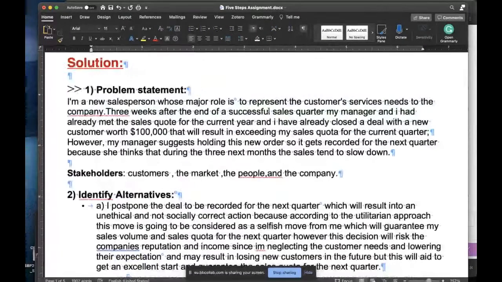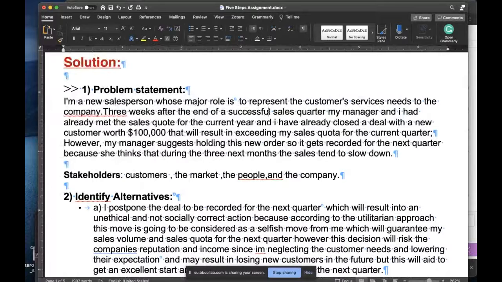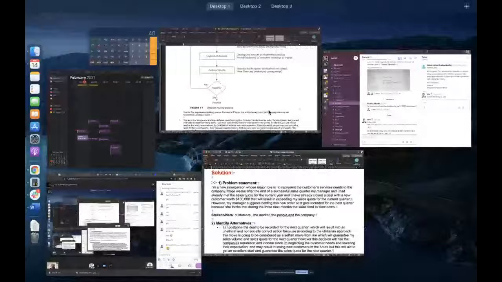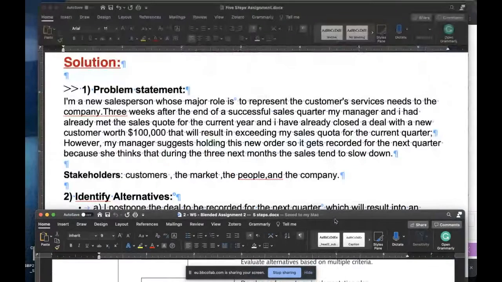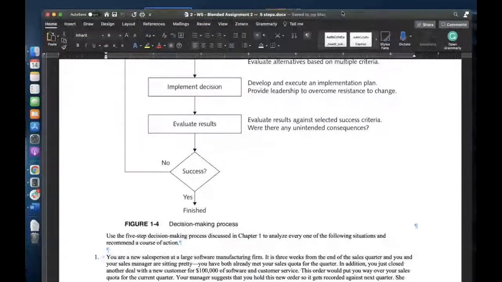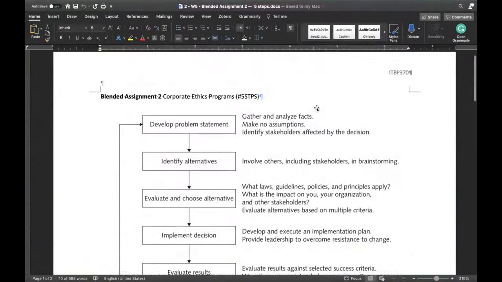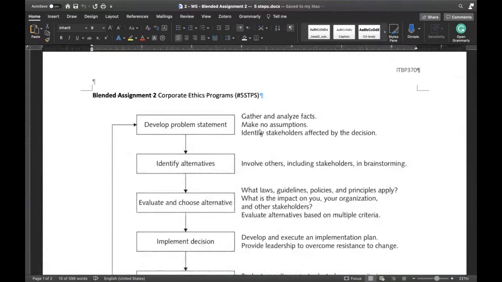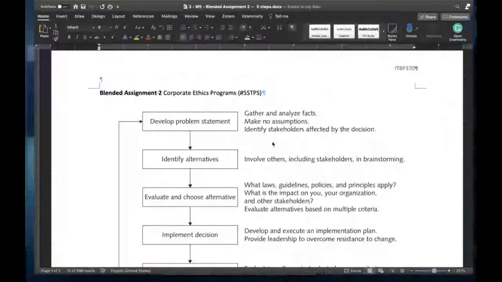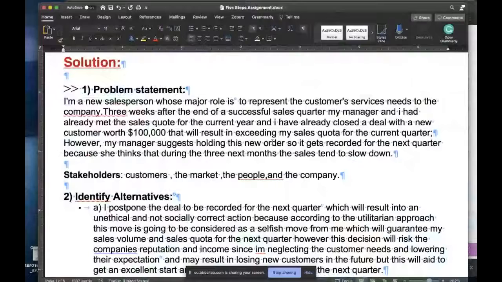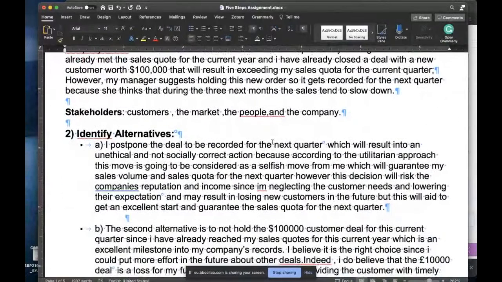Yes, I'm Sumaya. I've been a part of this case with Maria. So basically, the first step is to make the problem statement, and a part of creating the problem statement is to identify the stakeholders, the people that are affected by the decision. So we concluded that the people that are going to be affected is the salesperson himself, and the market, since it's a large firm. You write it here, yeah? Stakeholders, yes? Customers?